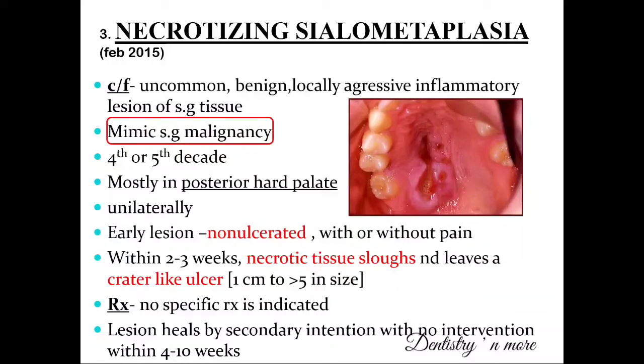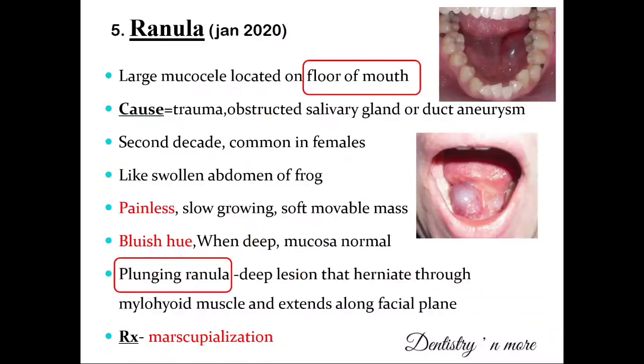The early lesions are non-ulcerated, with or without pain, whereas within 2 to 3 weeks the necrotic tissue sloughs and leaves a crater-like ulcer which is found to be more than 5 centimeters in size. There is no specific treatment indicated, and the lesion heals by secondary intention with no intervention within 4 to 10 weeks.